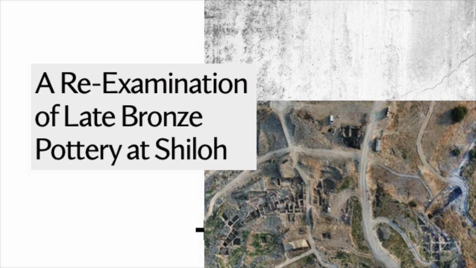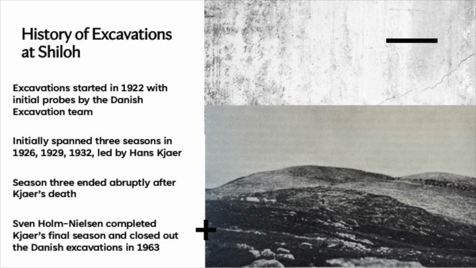For those of you who have not heard of Shiloh or know some of the excavation work that has been done there, here is a quick, brief history of excavations at Shiloh. It started in 1922 with the Danish excavation team. They did initial probes there at Shiloh, as well as a survey of the area, which led to the initial 3 seasons led by Hans Kjær in 1926, 1929, and 1932.